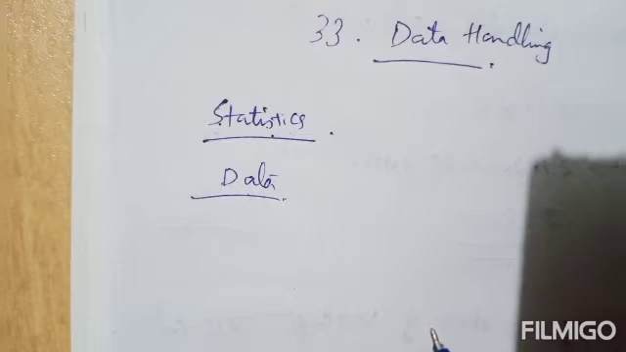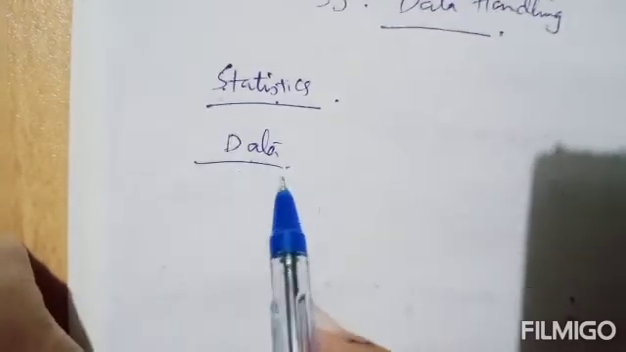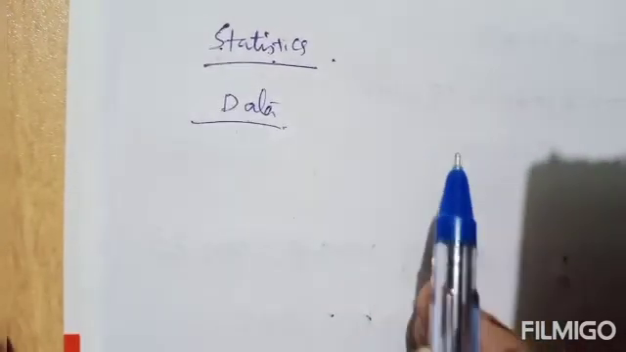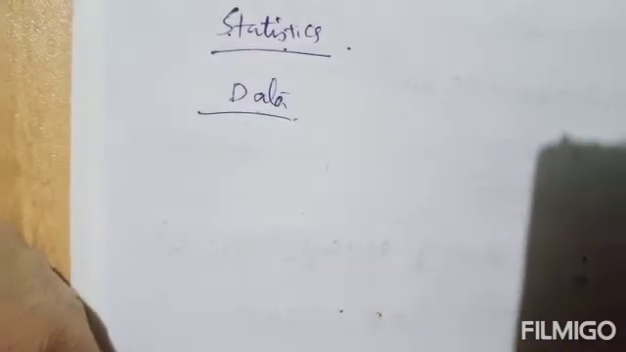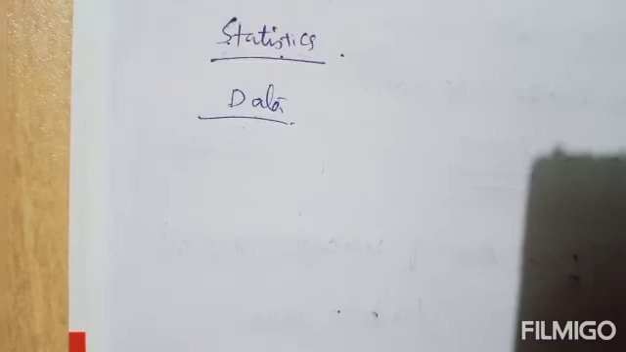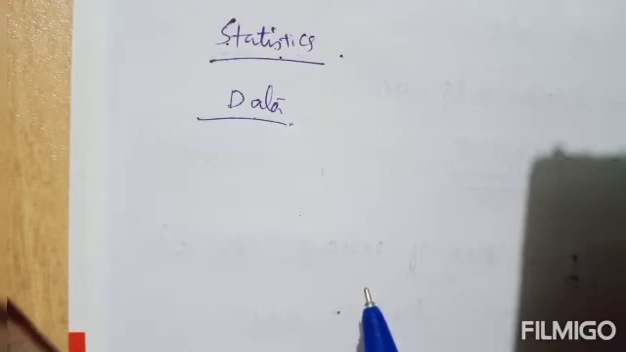Okay, now what do you mean by data? Each number collected for giving required information is called a data. So what we are collecting, each number, is called data. Let us take an example: if you are collecting the height of students in your class, then each height of a student is the data.